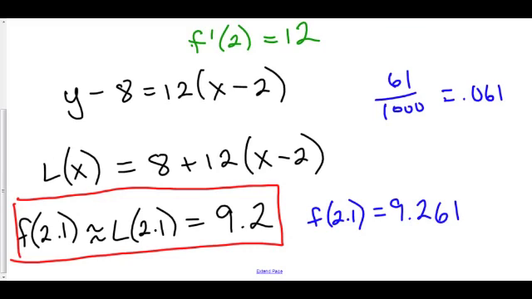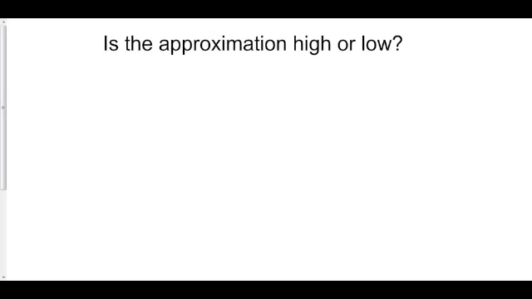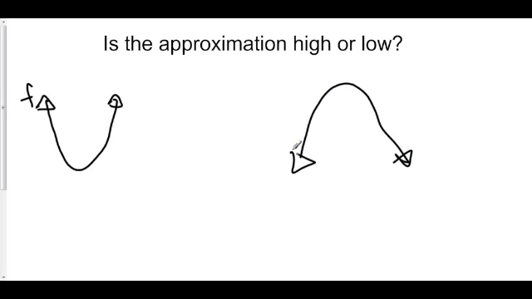Now, the AP will ask you this: is your approximation higher or lower than the actual function value? Now, they won't tell you what the function value is, and this will be on the no calculator section, so you won't be able to graph it. And on top of that, you'll have no idea. So the question is, is your approximation higher or lower? Well, here's the trick to this. Let's call this f, and let's call this g.